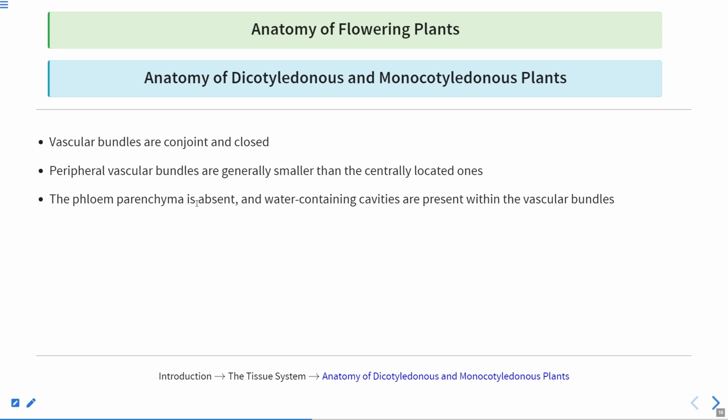The phloem parenchyma is absent. Phloem parenchyma is absent in the case of monocot, so on the presence of this component of the phloem, we see the difference on this basis also. Phloem parenchyma is absent, and water containing cavities are present within the vascular bundles.